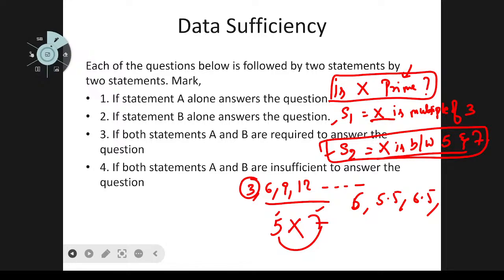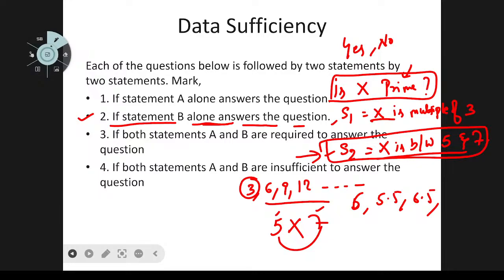Now what is the question? You might say that the question is whether x is prime or not, and I got that x is not prime. Does that mean I did not get the answer? Actually, I got the answer. Whether the answer is yes or no doesn't matter. What matters is whether you got the answer or not. They asked is x prime, and from statement 2 I got that x is not prime. So statement B alone is sufficient to answer the question. I will select statement B.